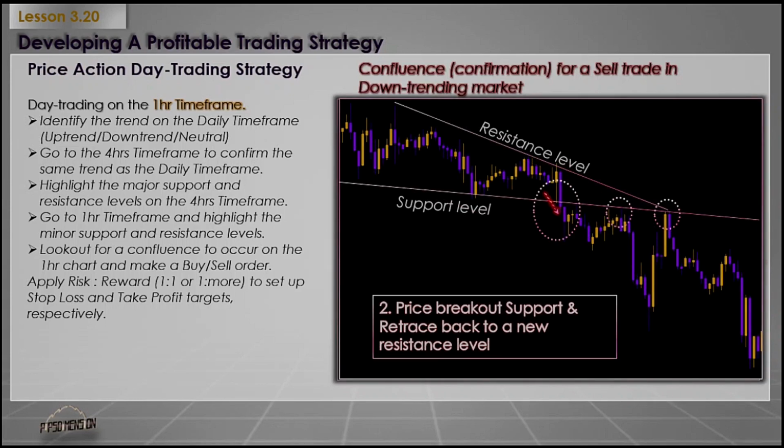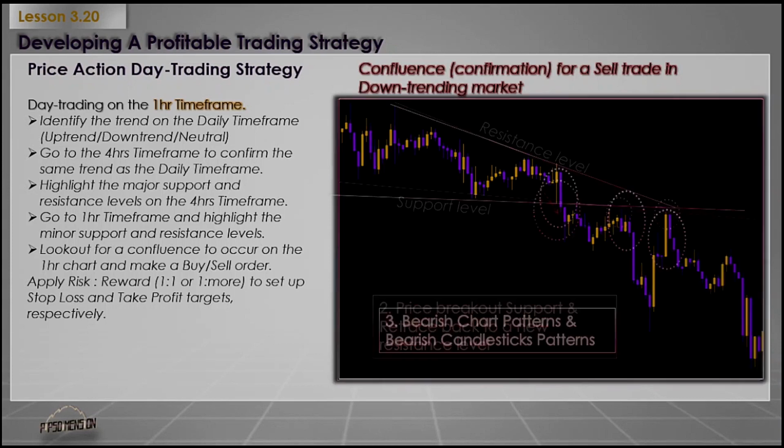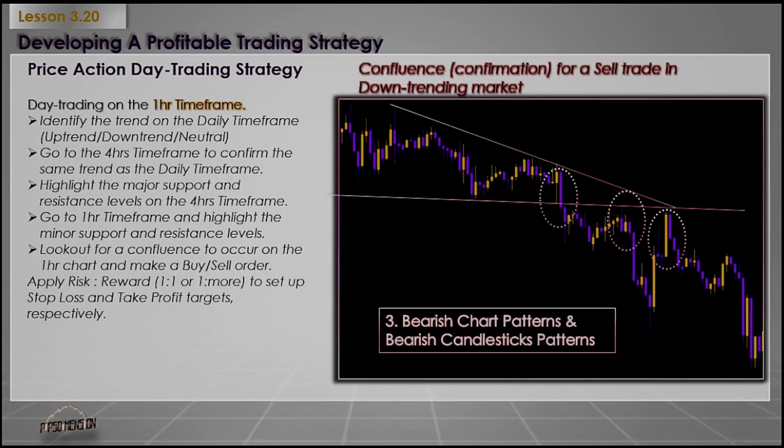2. When a bearish candlestick breaks a support level and reverses back to make a new resistance. 3. When there is the formation of bearish chart patterns and bearish candlestick patterns. Again, when you identify these bearish technical factors to support your sell order, you can go ahead to use a risk to reward ratio of 1:1 or 1:more to set out your stop loss target and your take profit target respectively.